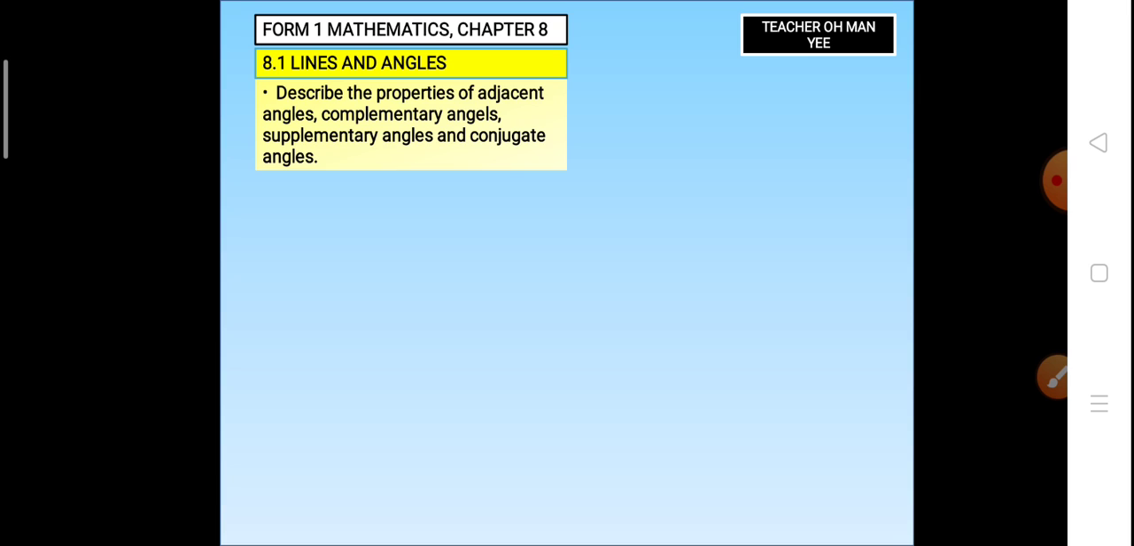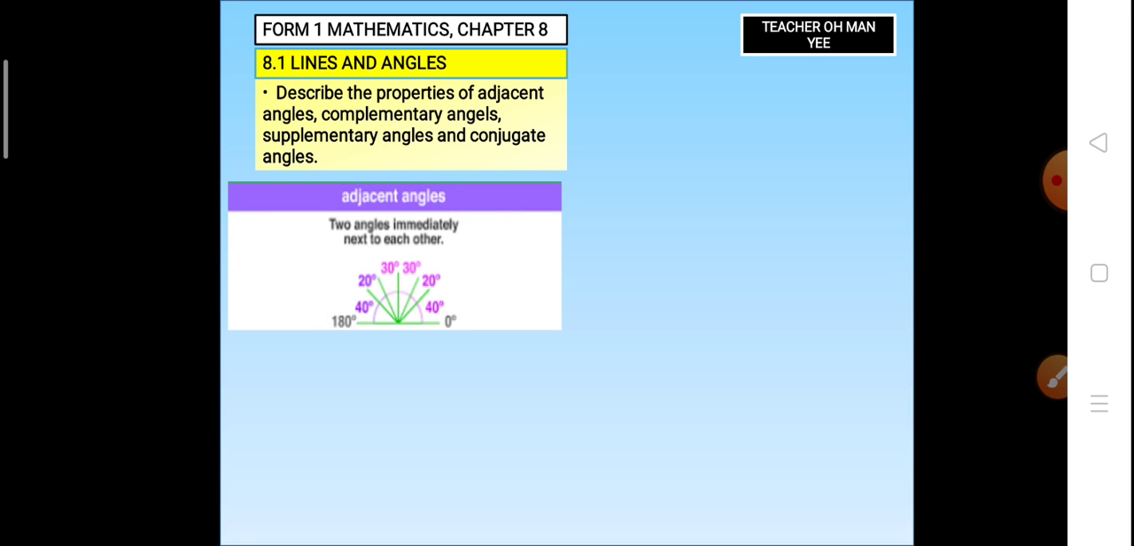Describe the properties of adjacent angles, complementary angles, supplementary angles, and conjugate angles. So we look at the first one. What do we mean by adjacent angle? Adjacent angles means two angles immediately next to each other. Next to each other means what, students? Just beside, neighboring, just left and right beside. Okay, so we have a look at this diagram.